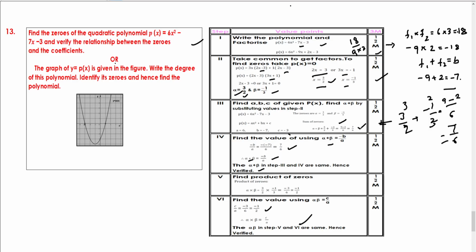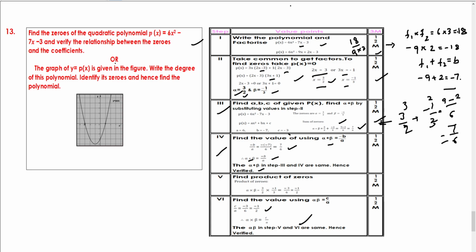Answer will be 7 by 6. Therefore, alpha plus beta will be 7 by 6. For this, you will get a half mark. Then, you know that alpha plus beta is equal to minus b by a. In the third step, you got it by substituting the value of alpha plus beta. We got it by solving the quadratic polynomial. Here, you are using the formula minus b by a.